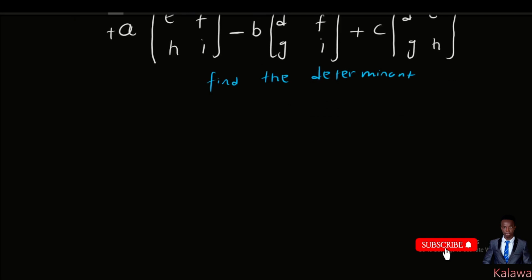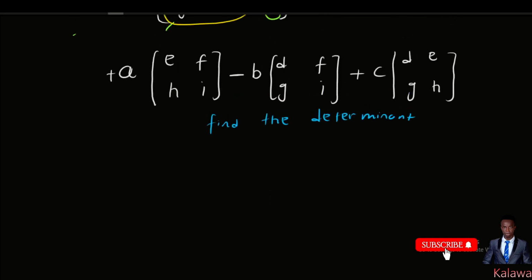So if we are going to find the determinant of A, remember, in finding the determinants, we always multiply the corresponding elements and subtract the other corresponding. So this is going to be E multiplied by I, which is EI minus FH. Remember, this is positive, so this is A, this is positive.